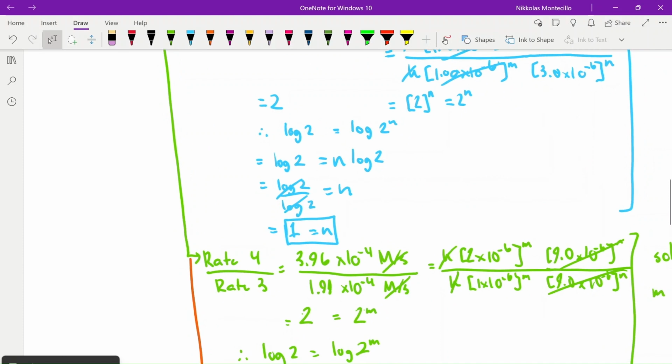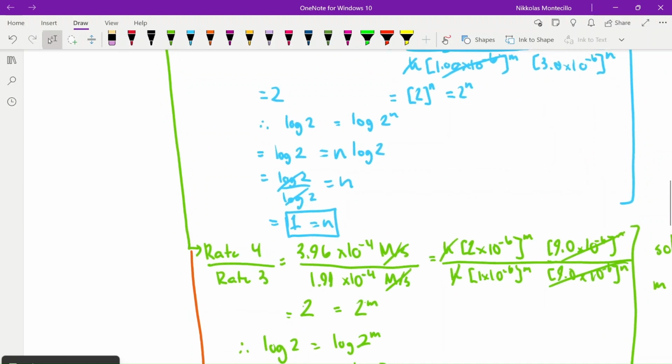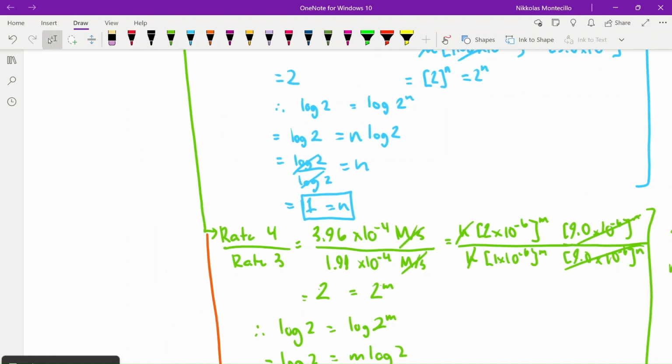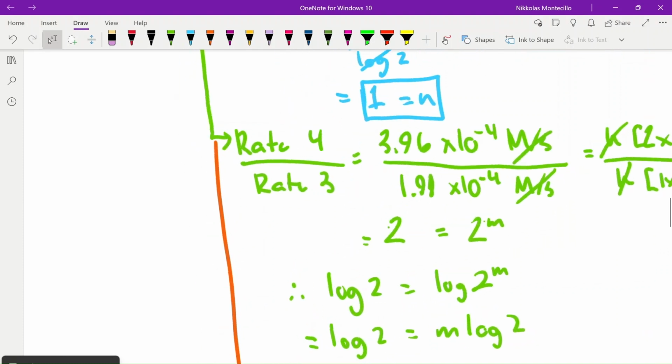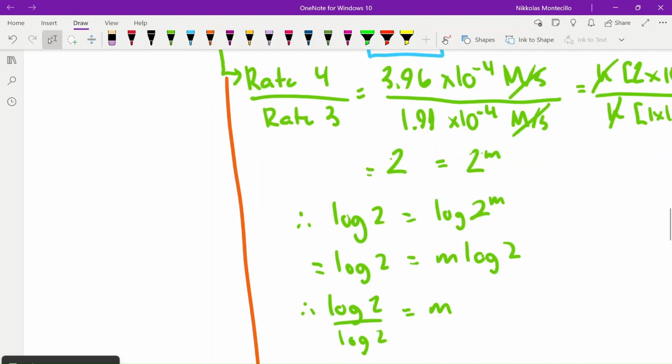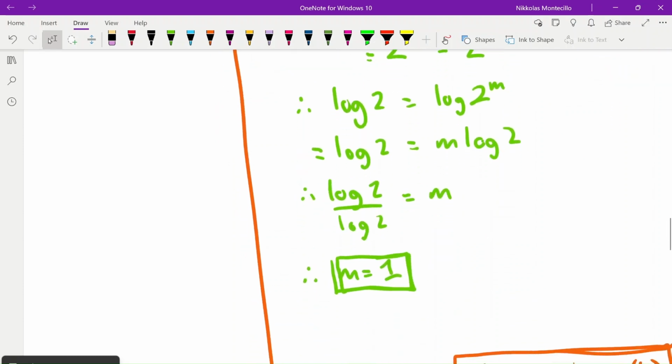You cancel out the reaction order for n by using the same concentrations: 9.0 times 10 to the negative 6 over 9.0 times 10 to the negative 6. That cancels out those two n's right there. And what we're left with is 2 times 10 to the negative 6 over 1 times 10 to the negative 6, to the power of m. And what we're left with is 2 to the power of m. Same scenario, you want to log both sides so you can isolate for m, and you get m equals 1.